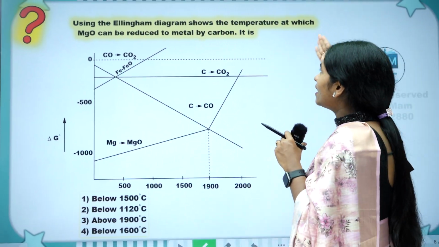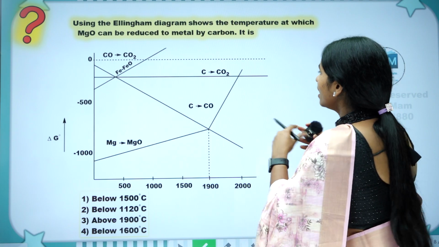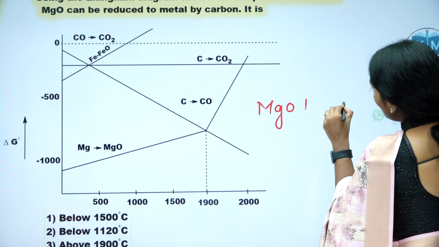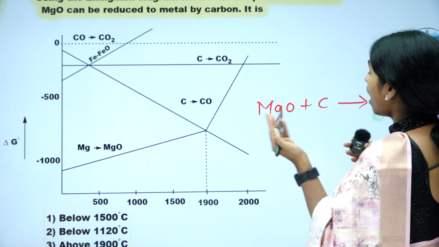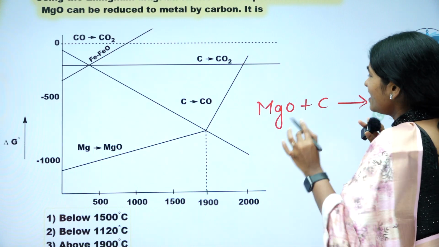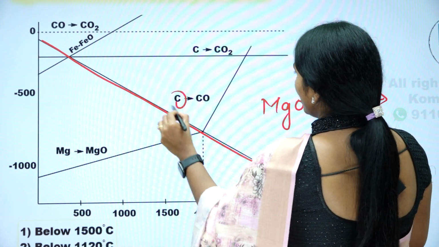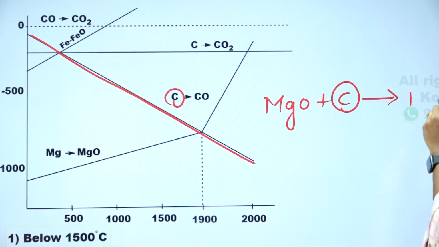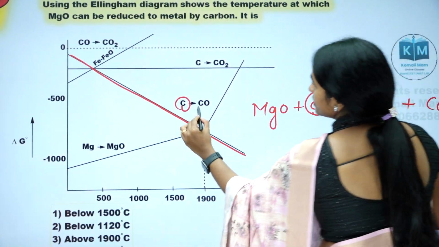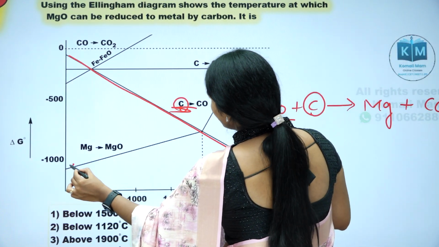Using the Ellingham diagram, find the temperature at which MgO can be reduced to metal by carbon. So here magnesium oxide can be reduced by coke. Can you tell me where it is possible? Very easy, just see where the coke line is. This is the coke line, for example, and this is the magnesium oxide line.